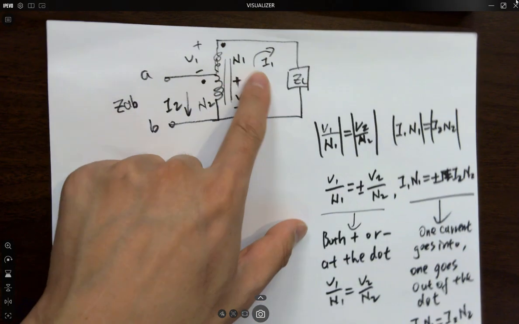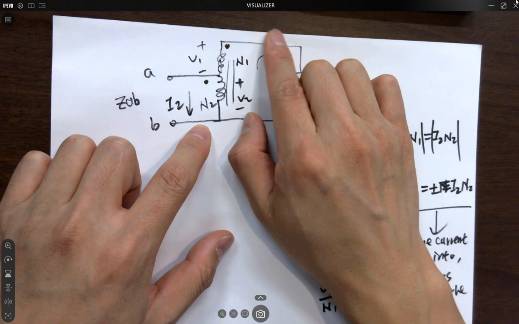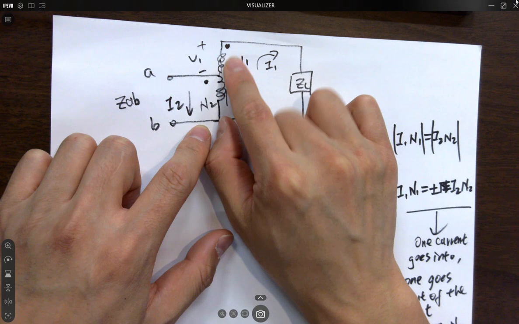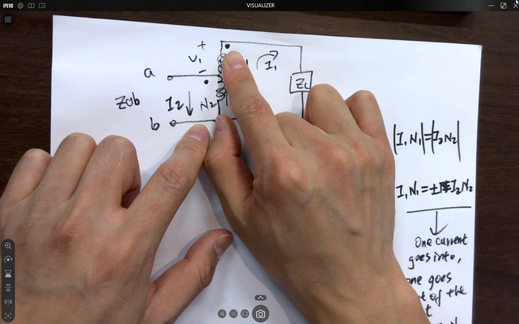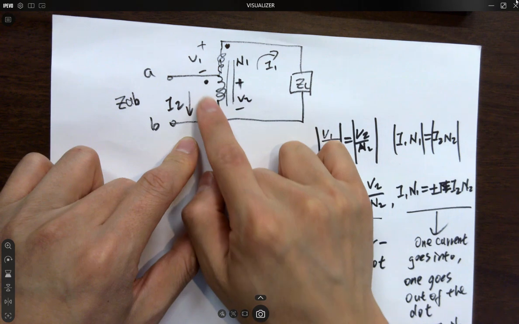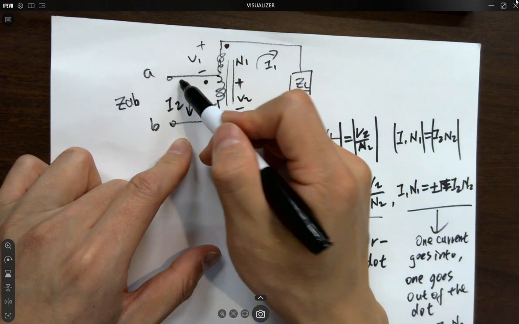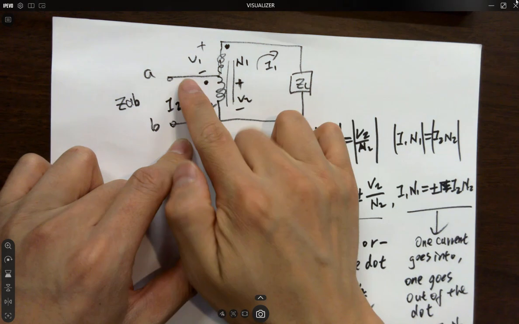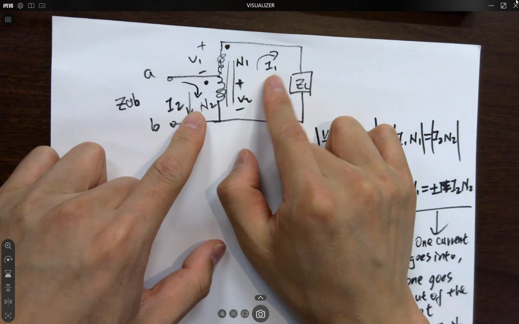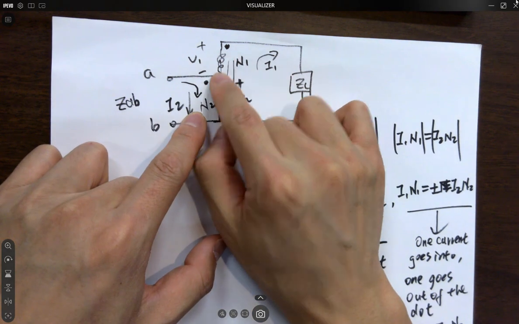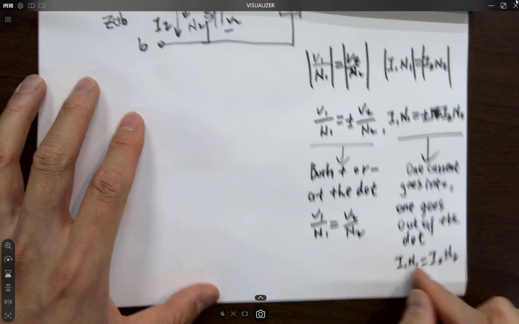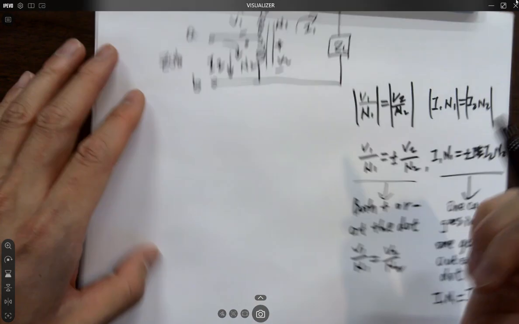Let's see. I1 is going that way, okay? So you consider that I1 is going out of the dot. What about I2? I2 is this, right? It's getting into the dot. I1 is getting out from the dot, I2 is getting into the dot. So it's also positive over here. That's why we can list all the equations.